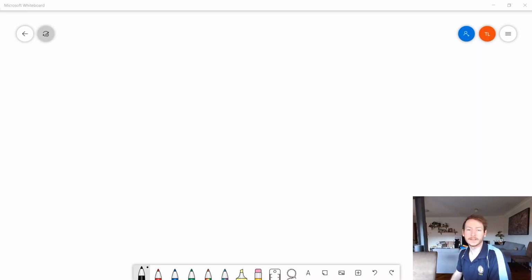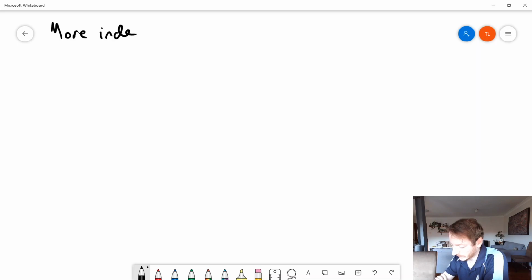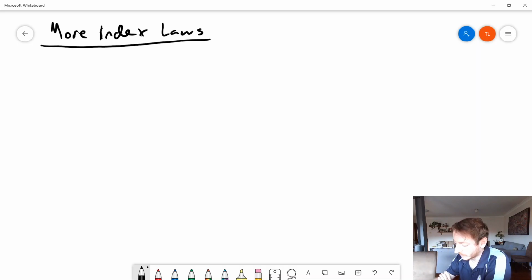So we're going to be looking at some more index laws today. This one is kind of obvious compared to the one we'll do tomorrow and can be proved pretty easily just using expanded form. So we'll call it more index laws. Why did I swap between capital and lowercase? Who knows? More index laws.